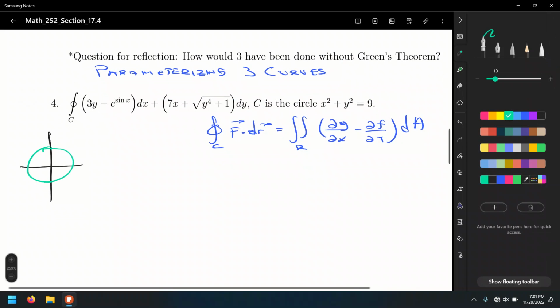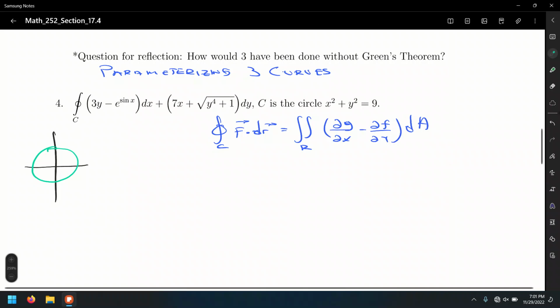And, well, the partial of f with respect to y and partial g with respect to x. So even though the integral looks really scary if you wanted to do the other way, the parameterization way, well, take the partial of f with respect to y, that's just 3. And take the partial of g with respect to x, that's 7. All right? So no need to parameterize.